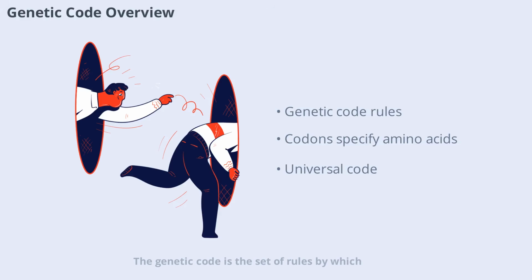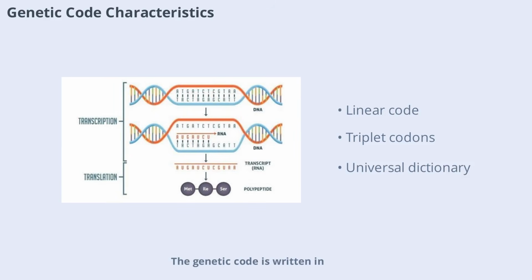The genetic code is the set of rules by which information encoded in DNA or RNA sequences is translated into proteins. Genes that code for proteins are composed of trinucleotide units called codons, each specifying a single amino acid. This code is universal, used by almost all living organisms. The genetic code is written in linear form using ribonucleotide bases as letters. Each codon contains 3 ribonucleotides, specifying one amino acid. The code is unambiguous, degenerate, contains start and stop signals, is commaless, non-overlapping, and universal.